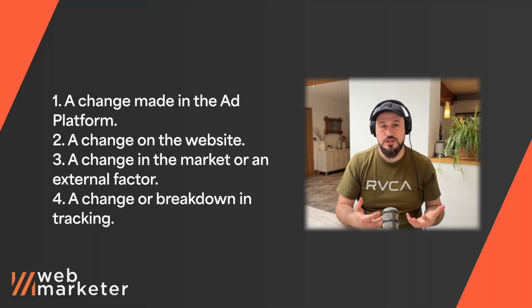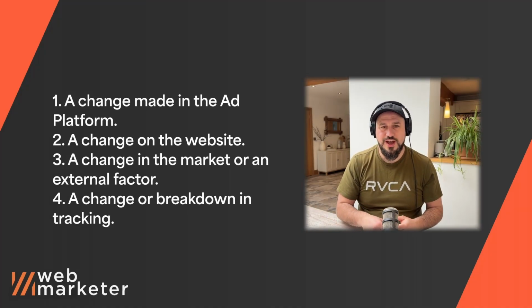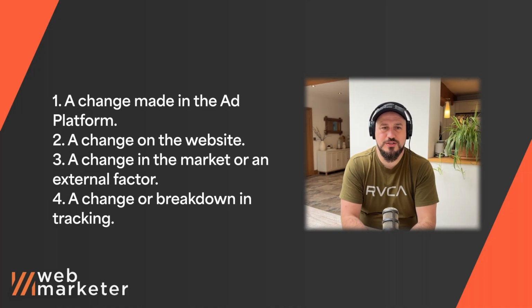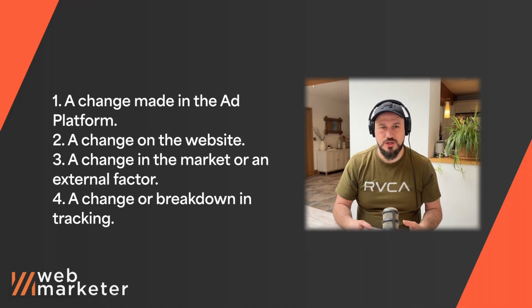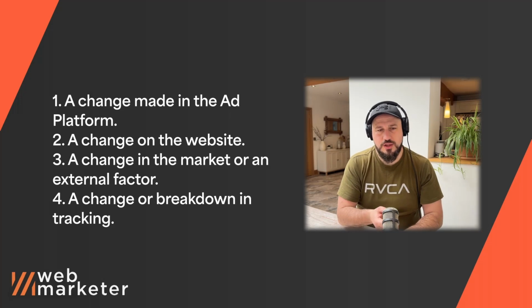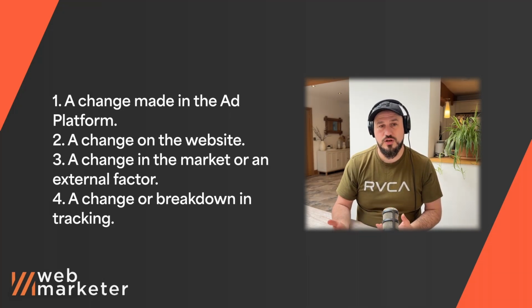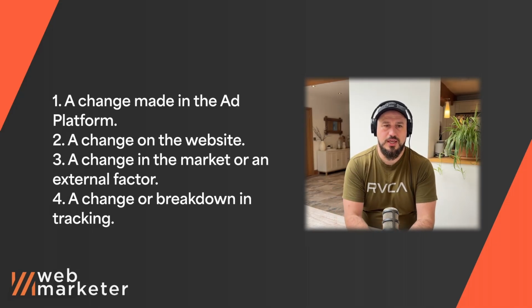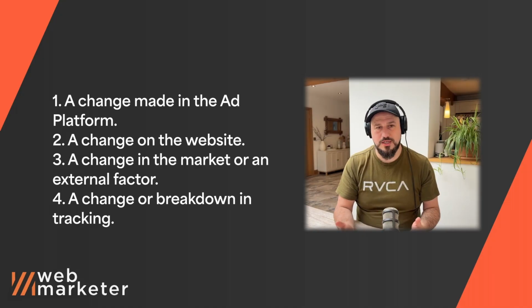And I think it's worth mentioning that there's usually 3 or 4 categories that this kind of thing falls into. The first is going to be a change made in the ad platform, so a user-initiated thing or even an automatic application that Google has made. The second is going to be a change on the website or landing page, so the user experience. And then the third is going to be a market or a political condition, like an external factor. And then the fourth is going to be something to do with tracking, like a breakdown in tracking or something not working or something being different than it was before.